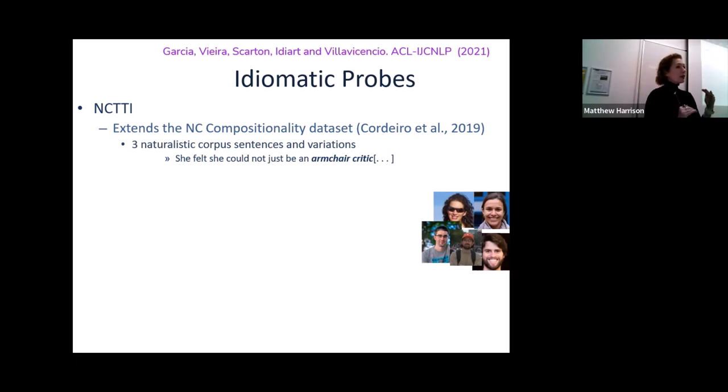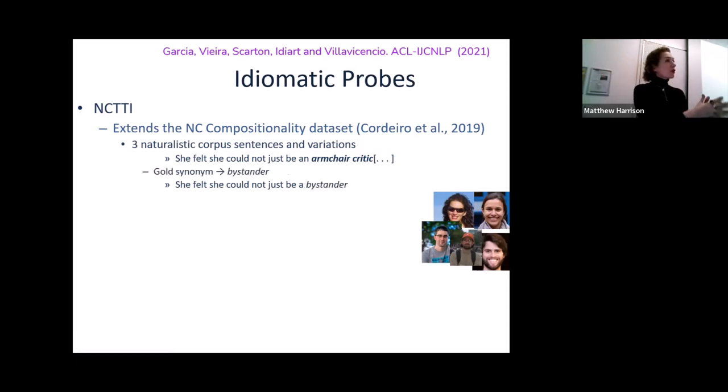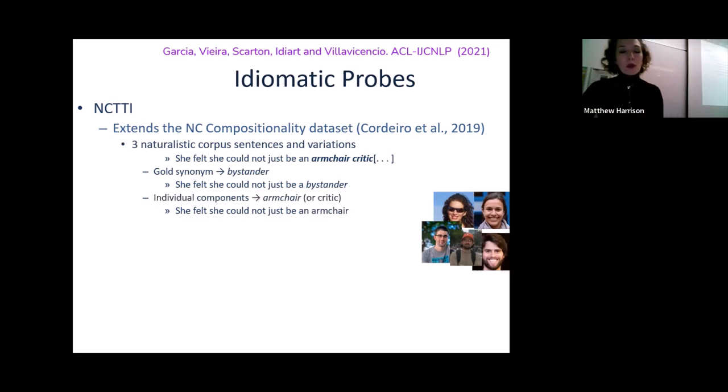We decided to see if they could detect these perturbations from an original expression to replacements that we did there. So we took the three naturalistic corpus sentences that we used in the previous judgment. And what we did was to take each of the compounds that we tested, like in this case, armchair critic, and we replaced it by the gold standard synonym that the annotators provided. In this case, it would be a bystander, for example. So we had a version of the sentence which was the same, just with a synonym replaced.